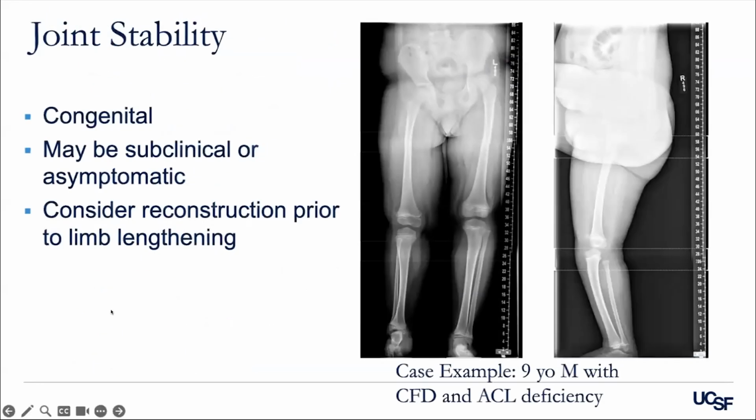And then lastly, the joint stability needs to be assessed. This is definitely more relevant in congenital etiologies of leg length differences or limb length differences. And in some patients, this may be subclinical or asymptomatic and only detected on clinical exam or imaging. And it is very important to consider the joints prior to performing any limb lengthening or reconstruction.